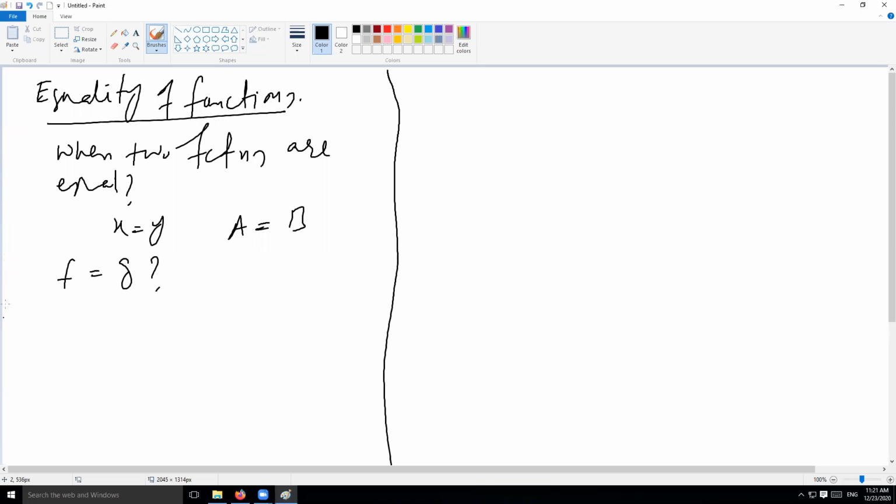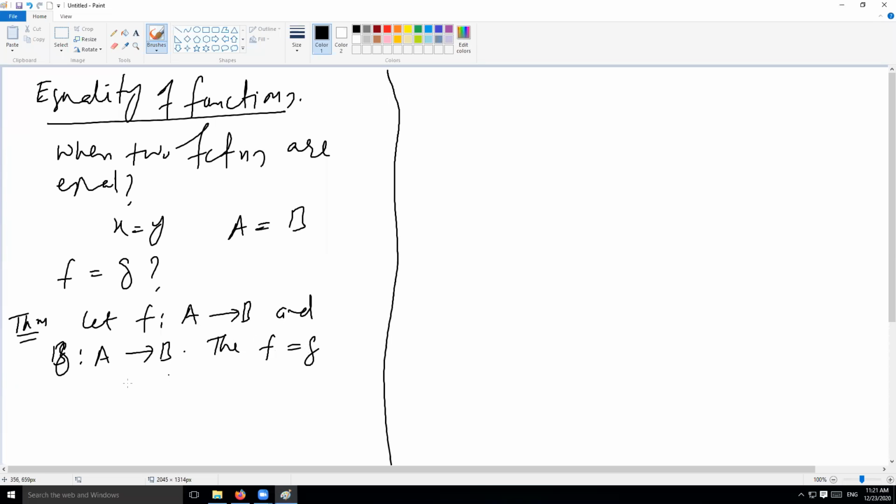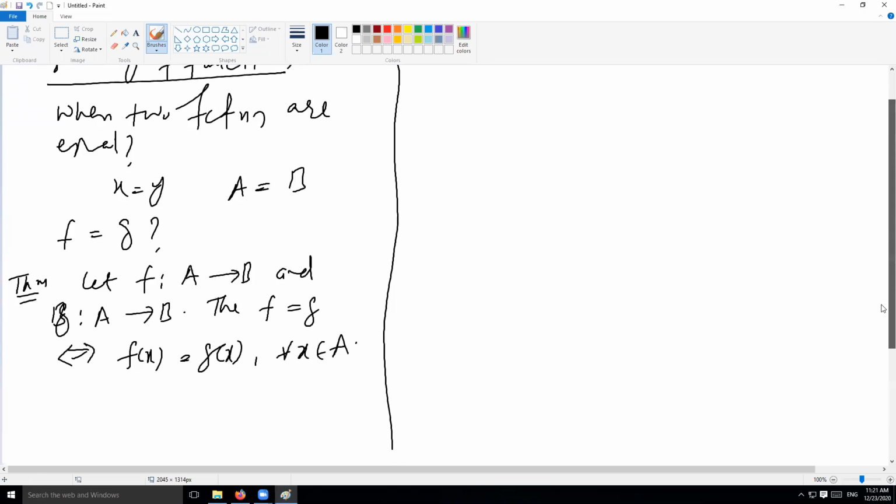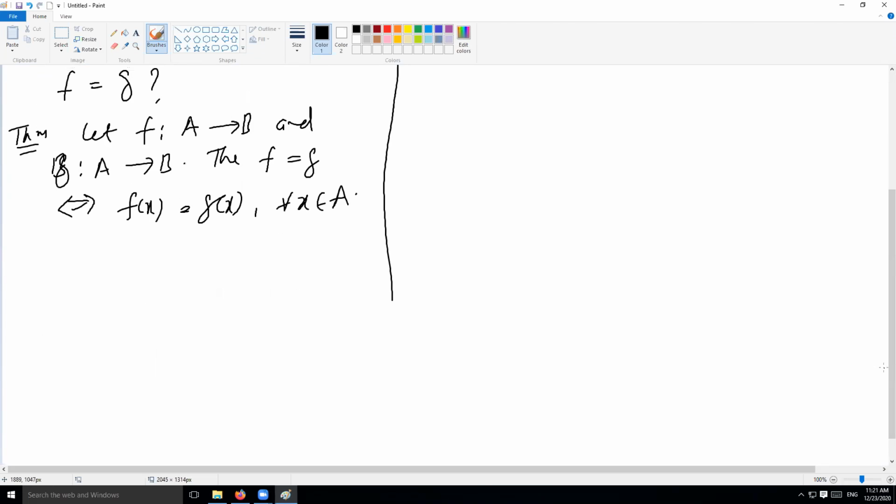So here's a theorem that answers that. Consider you have two functions. f is a function from A to B, and g is another function from A to B. I'm going to say that the function f is equal to g if and only if f of x is equal to g of x for all x in the domain A. So two functions are equal if their outputs are equal. This is the theorem that I would like to prove.